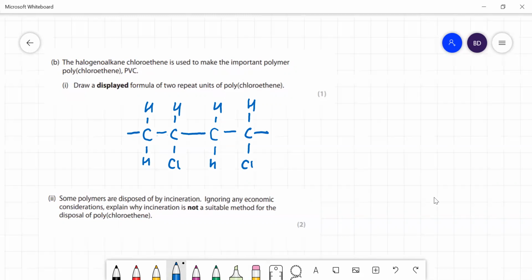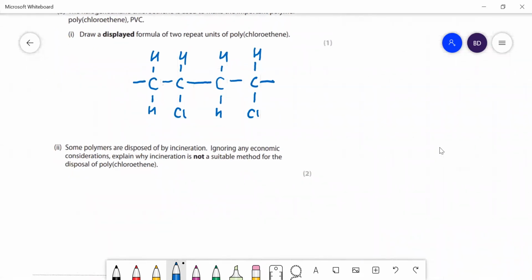Okay, question 2. Some polymers are disposed by incineration. Right, why isn't incineration suitable for disposal of PVC? Well, it's because it hasn't just got carbons and hydrogens in it, which is going to give you CO2 and H2O. It's got chlorine in it, and when you incinerate that, you will get HCl gas, which is acidic and corrosive, and you can't release it into the environment.